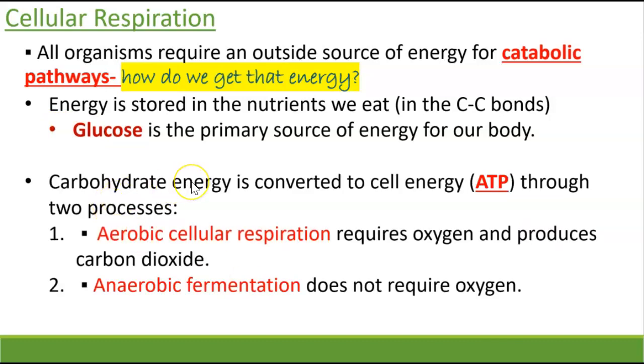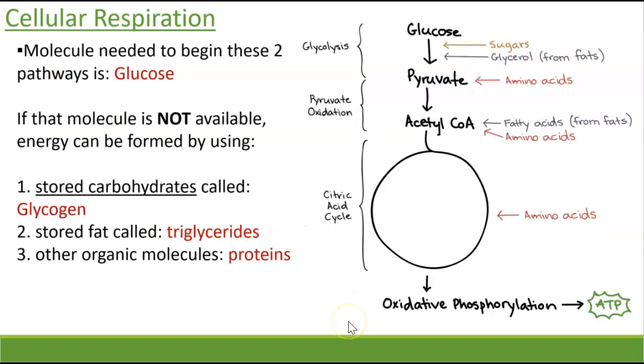This carbohydrate energy of glucose is then converted to cellular energy in the form of ATP through two processes. Aerobic cellular respiration requires oxygen and produces carbon dioxide. And anaerobic fermentation does not require oxygen. For both of these to begin, the molecule that's needed for these pathways is glucose. But if glucose is not available, energy can still be formed.